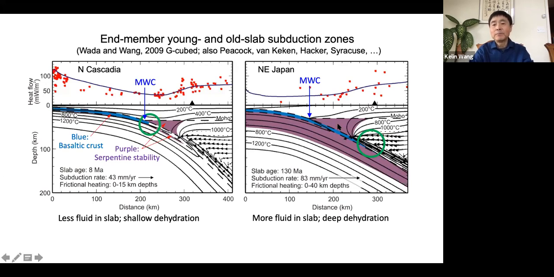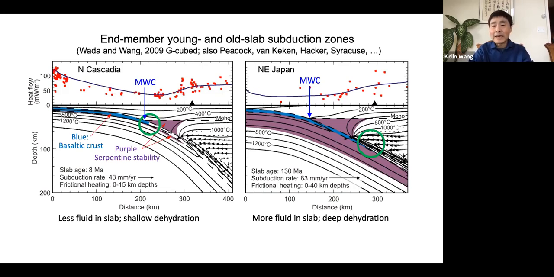So when you see purple here, that means serpentine mineral is stable in this area, given the temperature and pressure condition. But it does not mean there must be serpentine. We need a fluid to produce serpentine, hydrous minerals.